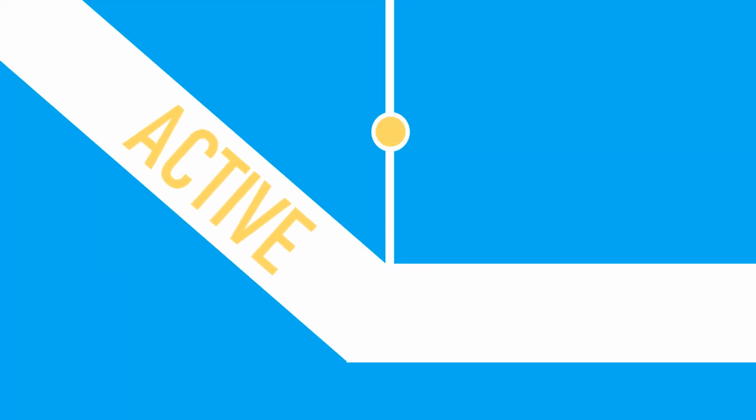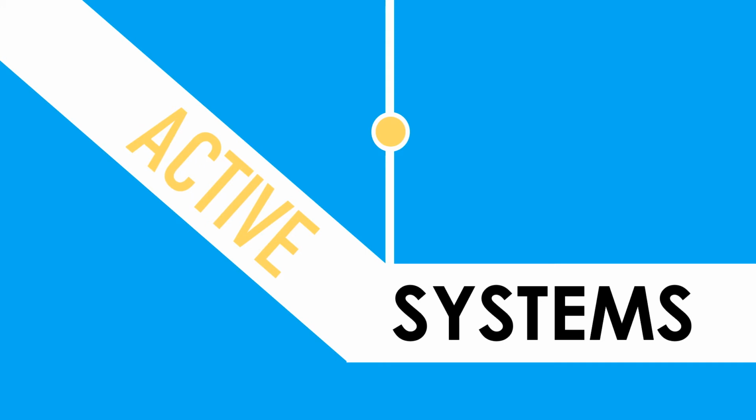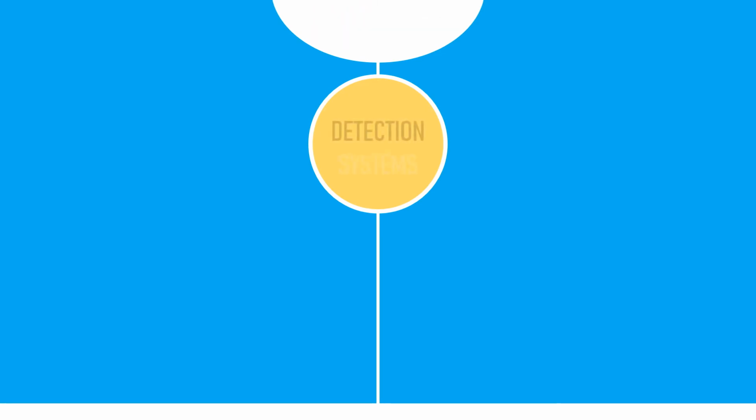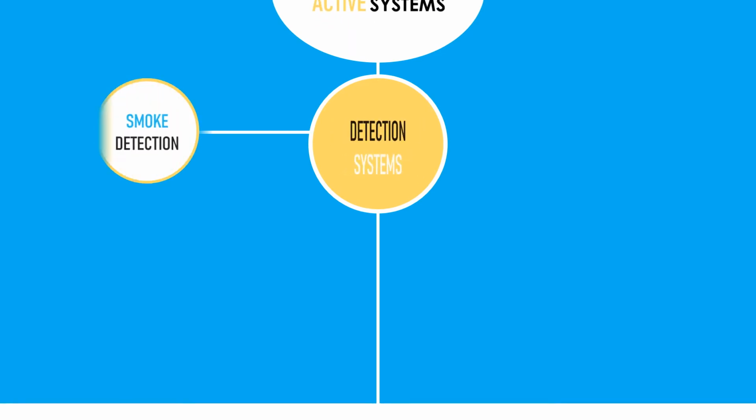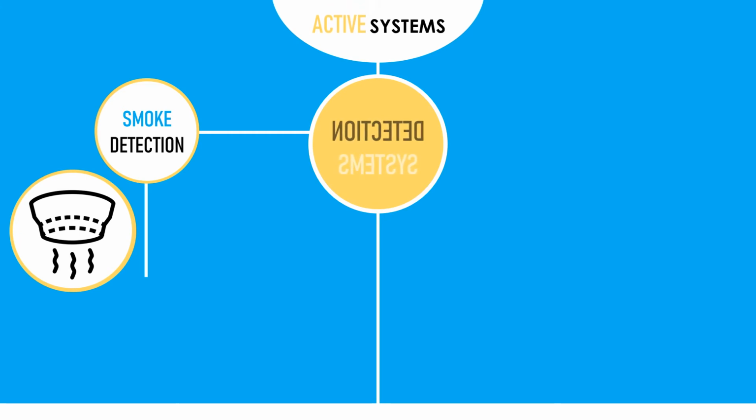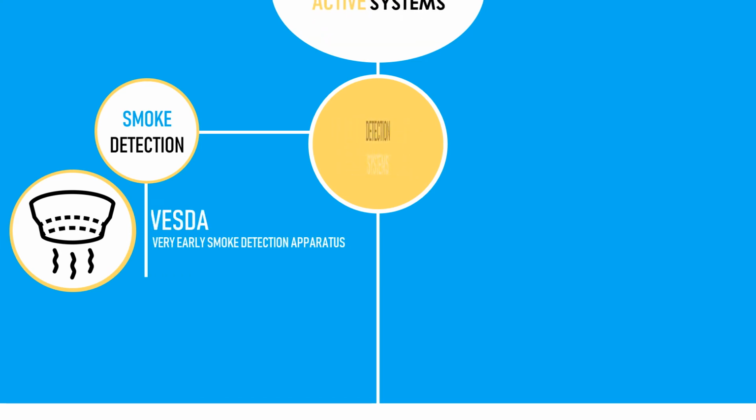Now let's talk about active systems. These have to be activated to work against the fire. First we have the detection systems, such as smoke detection. In commercial spaces that always have a big group of people gathering, like a theater or cinema, VESDA, which is a very early smoke detection apparatus, is commonly used.